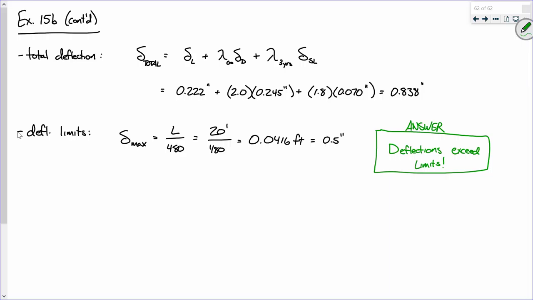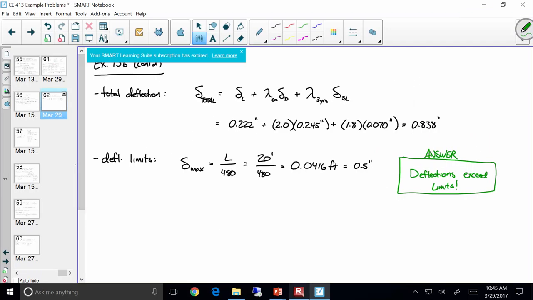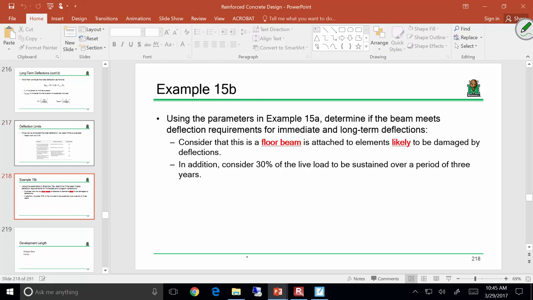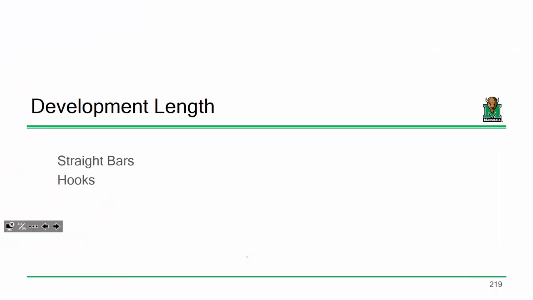Anything else? This is good stuff. Y'all are quiet today. All right. I will have a homework for you for deflections on Monday. However, I want to at least talk about development length, at least get the concept, the ideas plugged in your head. Before I begin development length, all right?